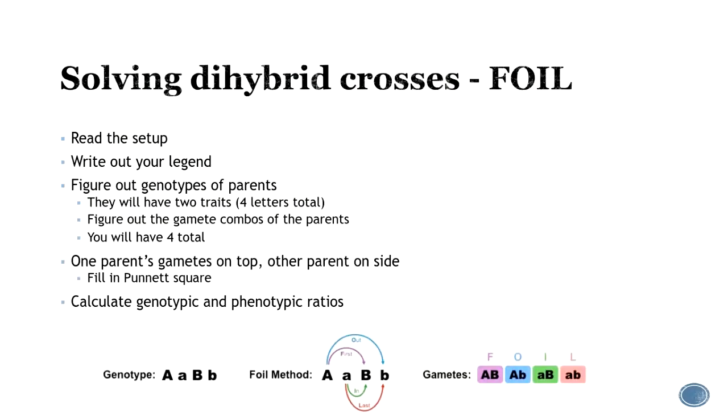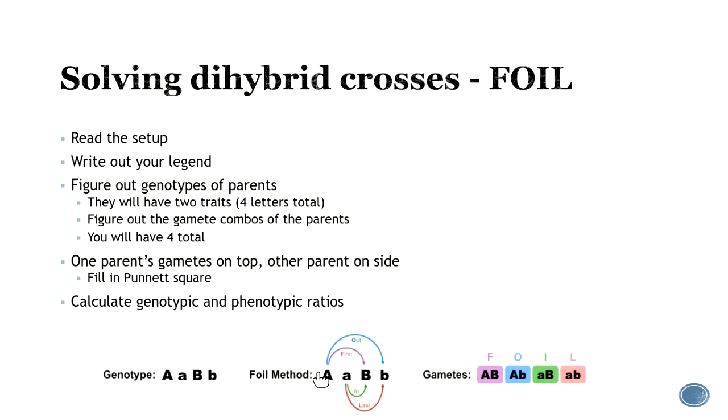Now, the one thing I think that really gets people is figuring out the gametes. So pretty much the same thing: read your setup, write out your legend, and figure out the genotypes of the parents. We're doing 2 traits, so we're going to have 4 letters total. Remember, in the previous ones we only had 2 letters, for 1 trait. We're going to figure out the gamete combinations via the FOIL technique. You probably heard of FOIL way back from math.